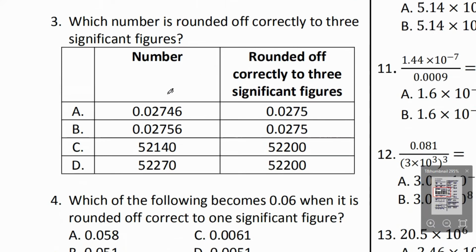Number 3. Which number is rounded off correctly to 3 significant figures? Okay, we try one by one. So for A, the number here has 4 significant figures: 1, 2, 3, 4. Round off to 3 significant figures: 1, 2, 3. Then we circle the number beside it. 6, so we have to round up.